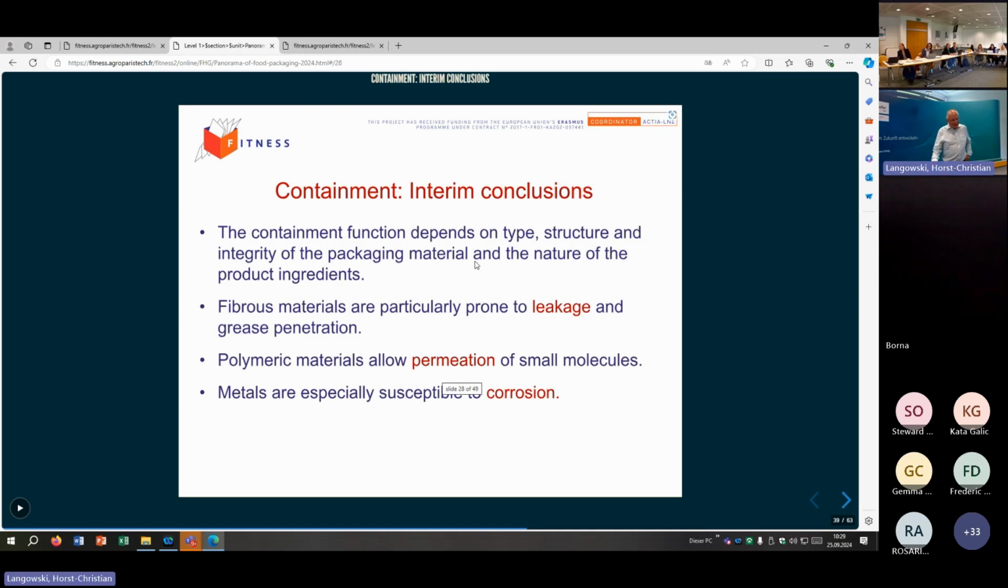So if we summarize this, you can say fibrous materials lead to leakage, so you must be very careful with them, and to replace plastics by paper is not an easy task. Polymeric materials have the problem of permeation, and the polymers themselves are very different in permeation properties. Some of them are very dense, whereas others are more or less a sponge with respect to substance transport, and metal is attacked by corrosion.